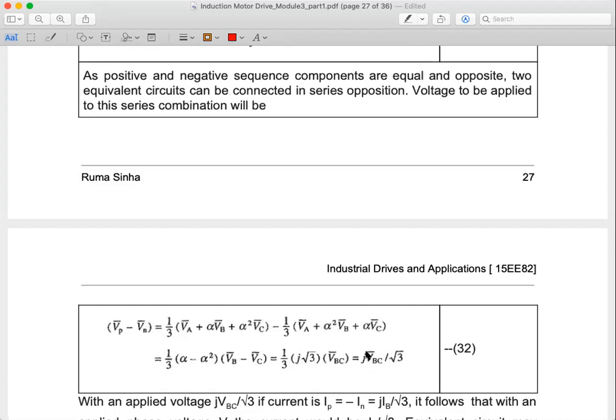Now when we have one positive sequence component and one negative sequence component, they are basically connected in series, but in the opposite direction, series opposition. There are two equivalent circuits, one for the positive sequence component and the other for the negative sequence component, connected in series opposition. And what is the summation of voltage? The final overall voltage is j VBC by root 3.